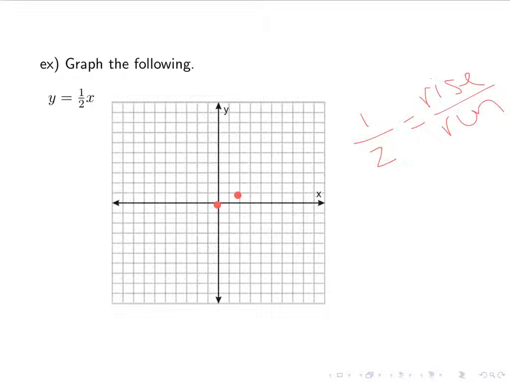So rise 1, run 2. And again, I can do it again. I can go up 1 and over 2. Or I can think of it as negative 1 over negative 2 and go down 1 and to the left 2. Okay, so any form that's equivalent to 1/2 I can use. And again, once I've got 3 or 4 points, I look at them and I say, yep, that is a straight line, roughly. I will connect them. Okay.